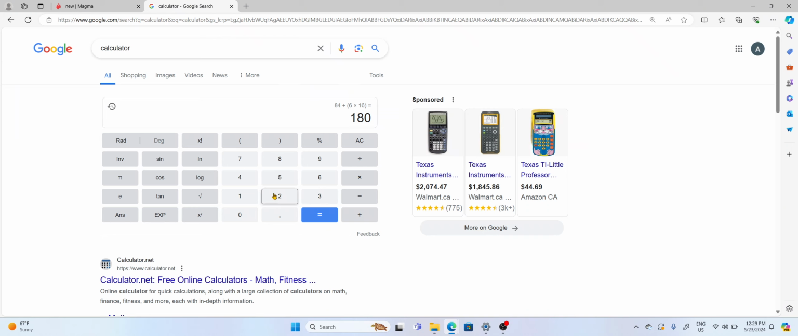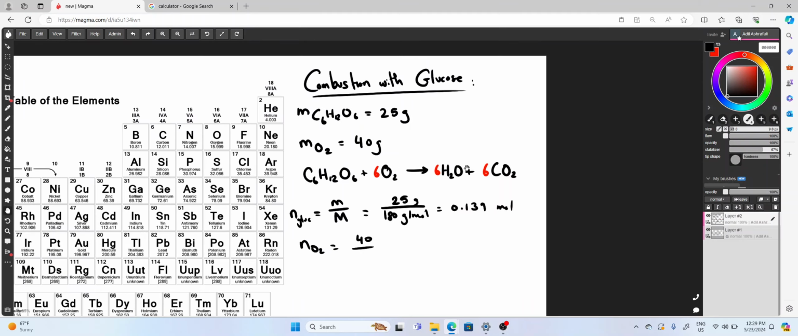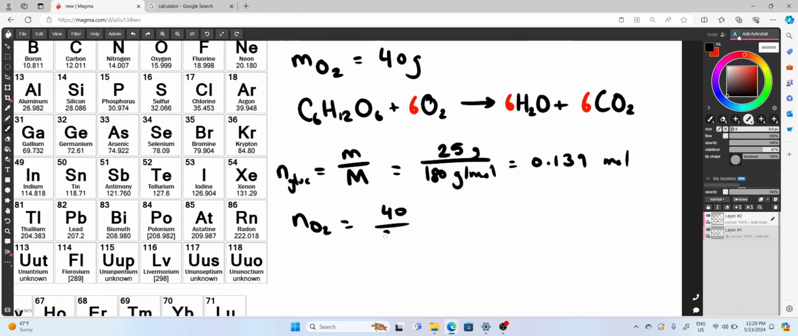And this is equal to 0.139 moles. We need to do the same thing, of course, for oxygen. I should probably specify here that we're talking about glucose. Okay, so for oxygen, we have 40 on top, and at the bottom, the molar mass of oxygen is just 2 times 16, which is 32. This is 5 over 4, so that would be 1.25 moles.